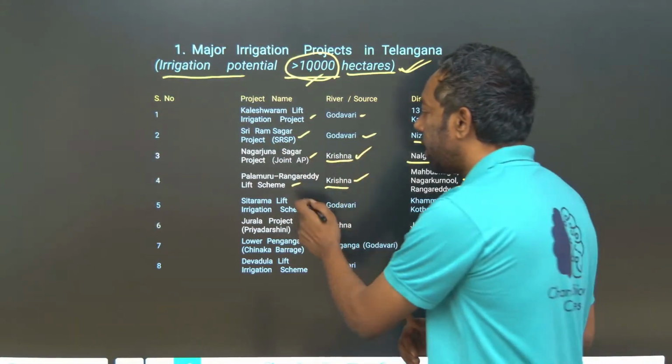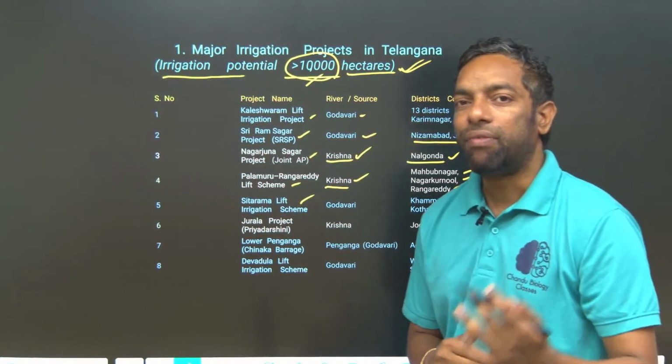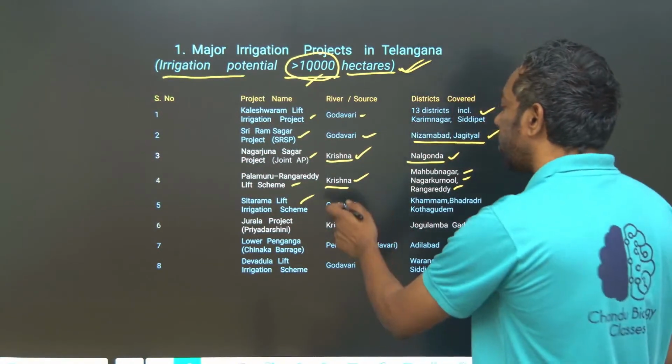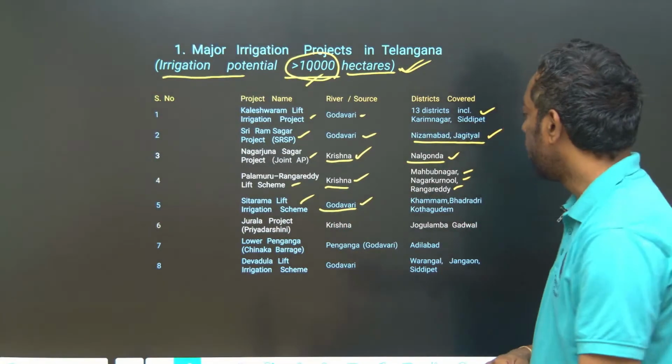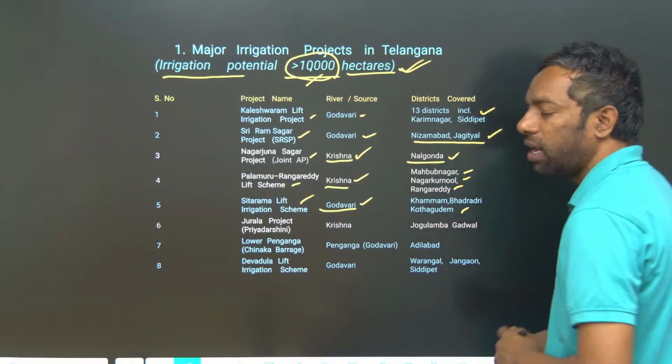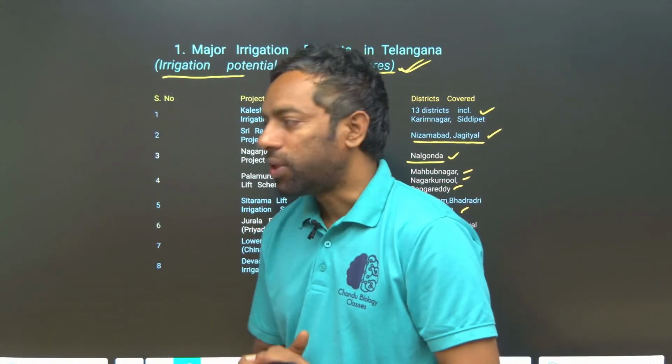Then the Sitarama lift irrigation scheme, which is on the Godavari river. It is located mainly in Khammam and Bhadradri Kothagudem.